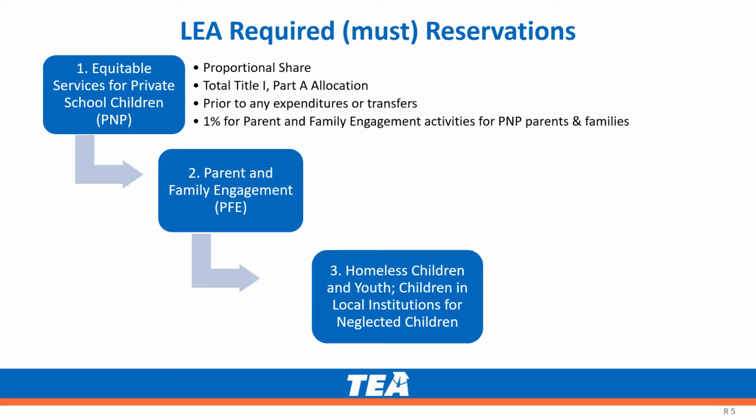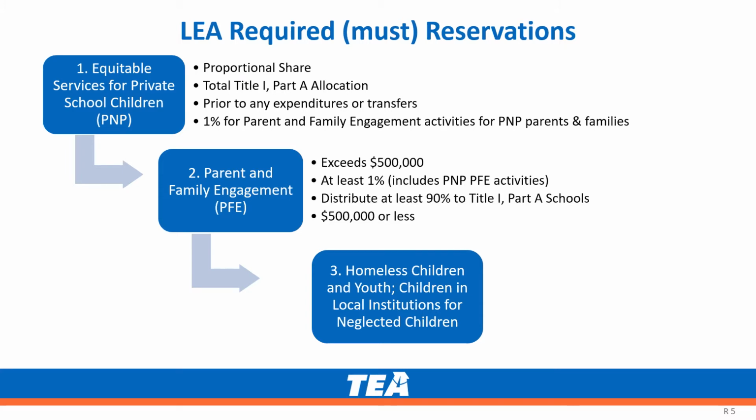From the proportional share for equitable services, the LEA must reserve at least 1% if the LEA's total Title I allocation exceeds $500,000 to provide engagement activities for parents and families of participating private school children.